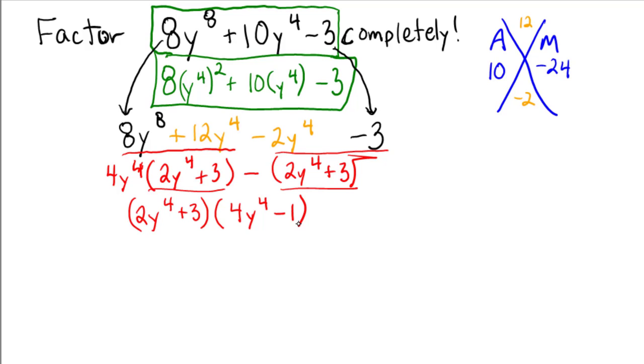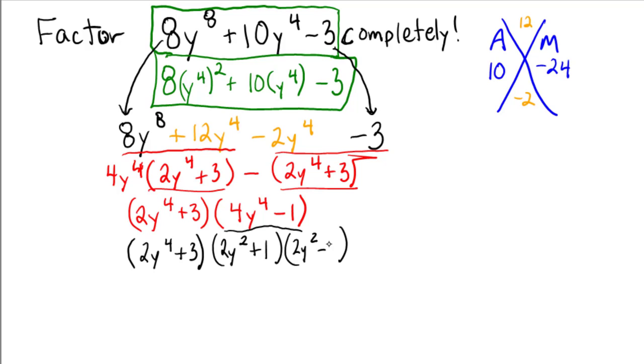Now normally you kind of wish you would be done here, and in some cases you actually are, but you might notice now that the second part is actually a difference of squares. So we can go a little bit further, and the final answer to factoring it completely would be to keep the 2y to the 4th plus 3, no big deal there, but then break the second part down as a difference of squares, namely 2y squared plus 1 and 2y squared minus 1. And that's how you can use the X method on something that's not necessarily a quadratic, but is, for lack of a better term, quadratic in form. So this would be your final answer.